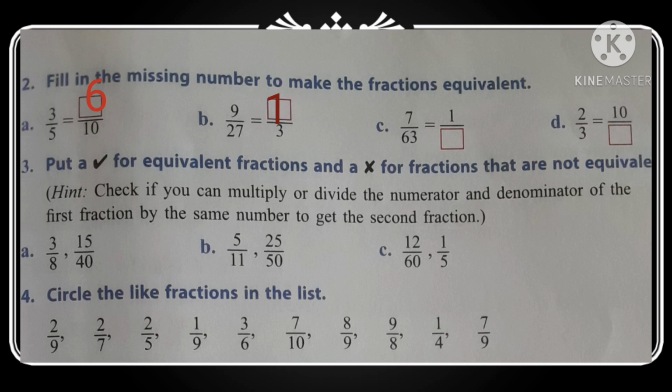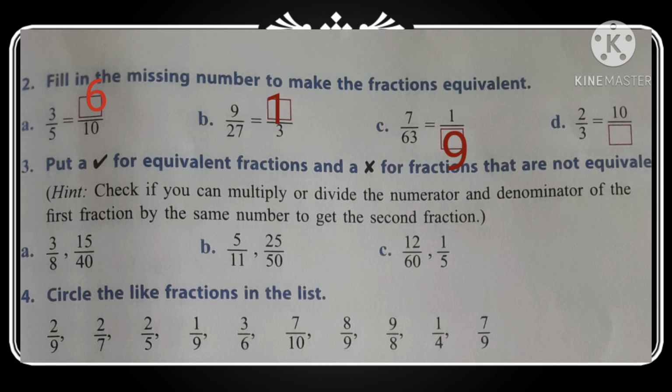Question C. 7 by 63 is equal to 1 by dash. We can see that the numerator 7 is divided by 7, so that we will get 1 in the numerator. So the denominator 63 also should be divided by 7 to get the answer as 9, because 63 divided by 7 is equal to 9. So the missing number is 9.